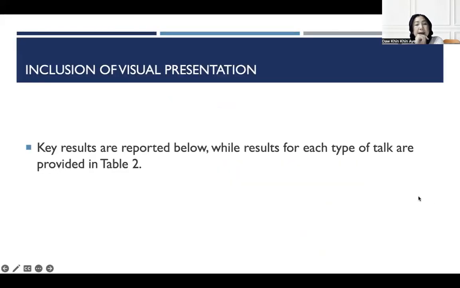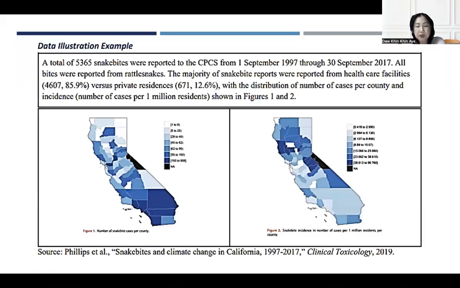Okay, the next slide. Now here, inclusion of visual presentation. These are what we have. Now, some examples. For key results, be careful with the tenses. Key results are reported below, even though the results section is in the past tense. Whenever you describe the chapter and the visual, it's all in the simple present tense, only. The results are all in the past tense.